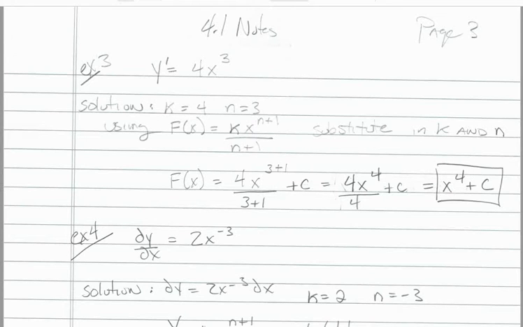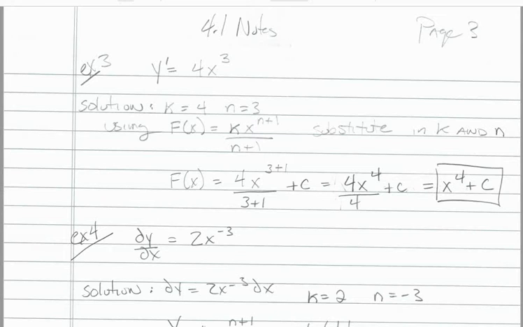Okay, continuing on. Notice we're going to walk through example 3 here. I give you y prime equals 4x cubed. So let's make some things simple here. We define our constant of 4, that's our k, and then our exponent is 3, so that's our n.